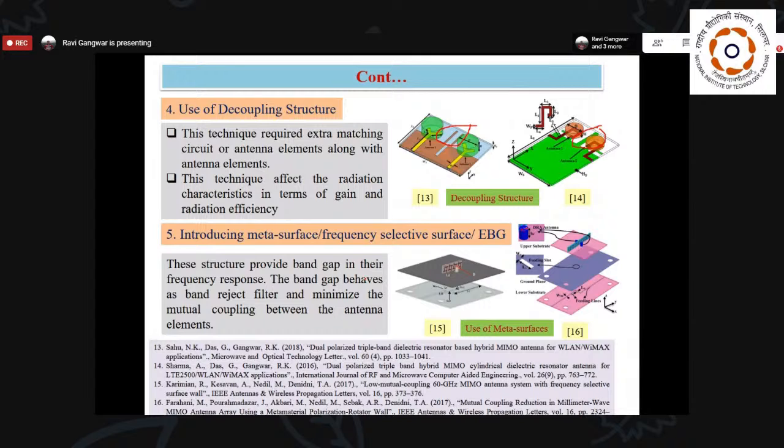The second thing is that these structures make your antenna system bulky. But the performance is going to be very, very good in the case of FSSs or EBG or PRS or any kind of metasurface or metamaterial structures. So that totally depends upon your application, which kind of technique you are going to use to get better MIMO performance.